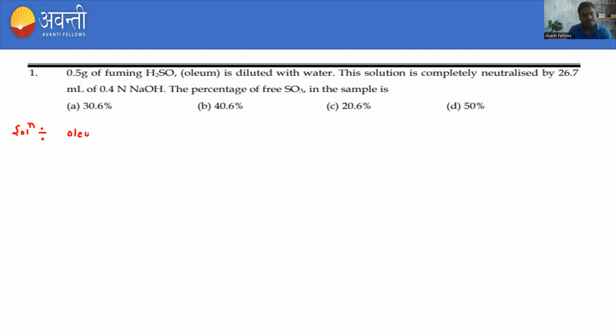So basically oleum consists of two things, that is SO3 and H2SO4, right? If I'm talking about the formula of oleum, then it will be like H2S2O7, right? So this is the general formula for oleum. So oleum consists of SO3 and H2SO4. This point is very important, that is H2SO4 and SO3. Right. So oleum consists of SO3 and H2SO4, that is H2S2O7, right?